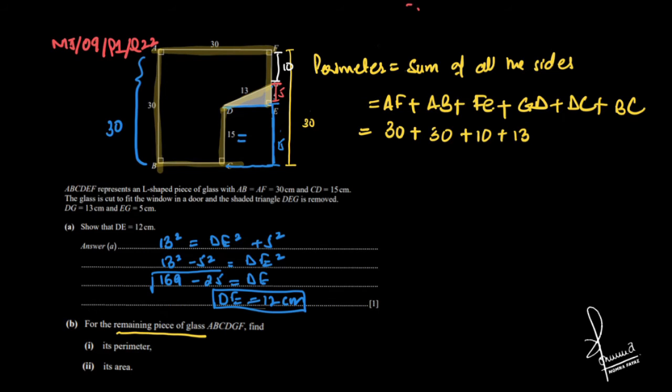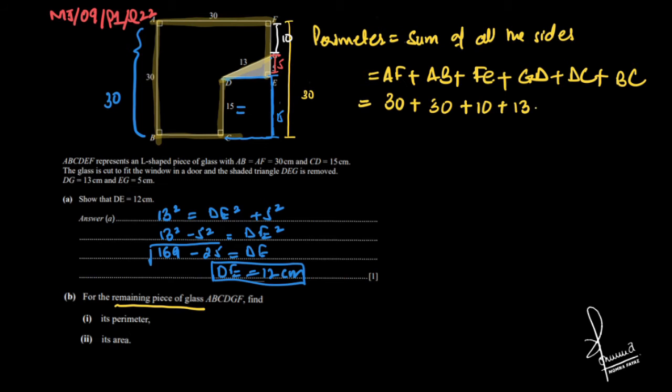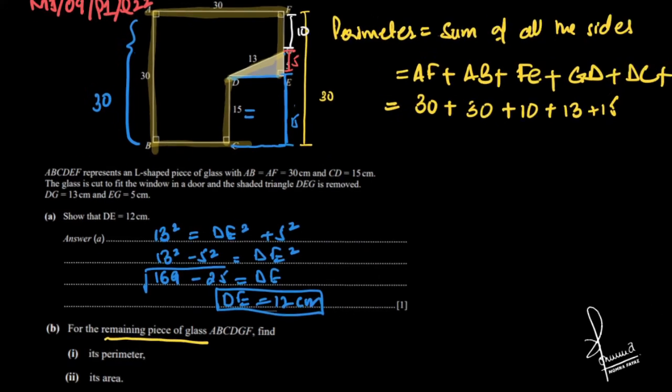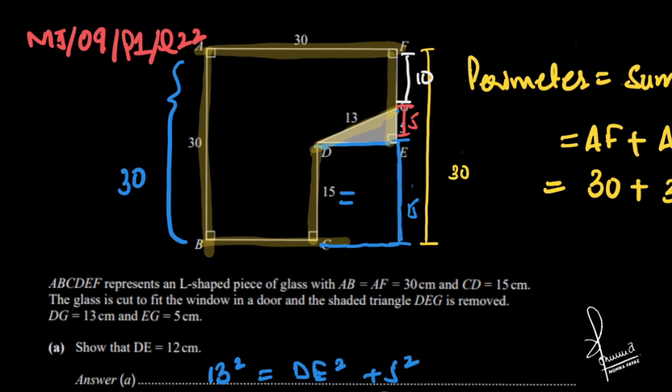DC you have is 15. Now for BC, if you can see, BC is also not directly given, but this whole length will be equal to 30. Why? Because this length is 30. So if I draw one more similar line right at the bottom, that will also be 30, okay.